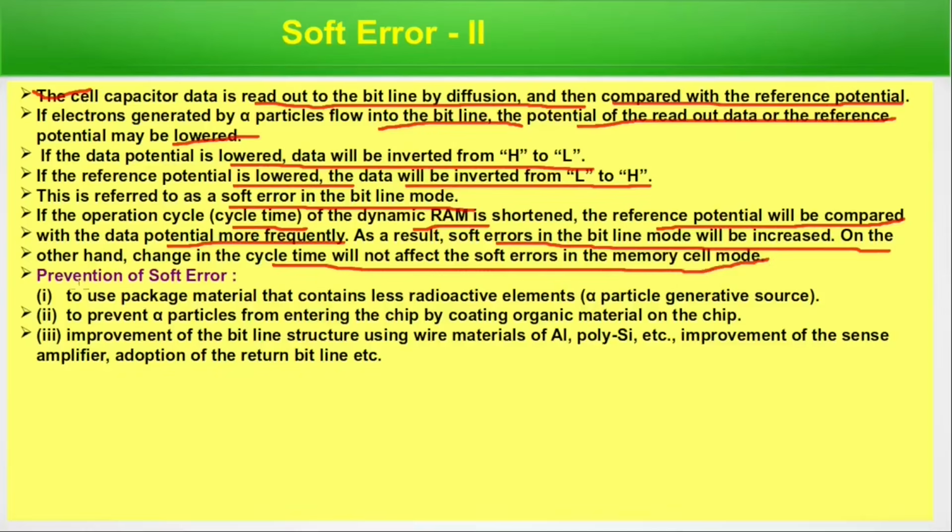Now, prevention of soft error: use package material that contains less radioactive element, the alpha particle generative source. If we use a package material which has less radioactive elements, that will solve the issue. Prevent alpha particles from entering the chip by coating organic material on the chip so that they cannot enter the chip. Improvement of the bit line structure using wire materials of aluminum, polysilicon, etc. Improvement of sense amplifier, adoption of return bit line, etc. These are methods to prevent soft error. We are done on soft error. We will move to the next slide.